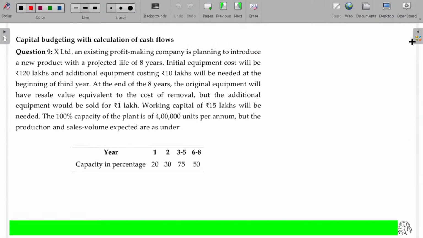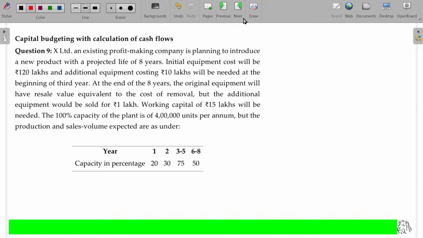Question number 10. One of the comprehensive illustrations. Next question, number is not changed. You can correct it. Okay. We can number it as 9A. Next one being 10. One of the beautiful illustrations where calculation of cash flows is the most important component here.